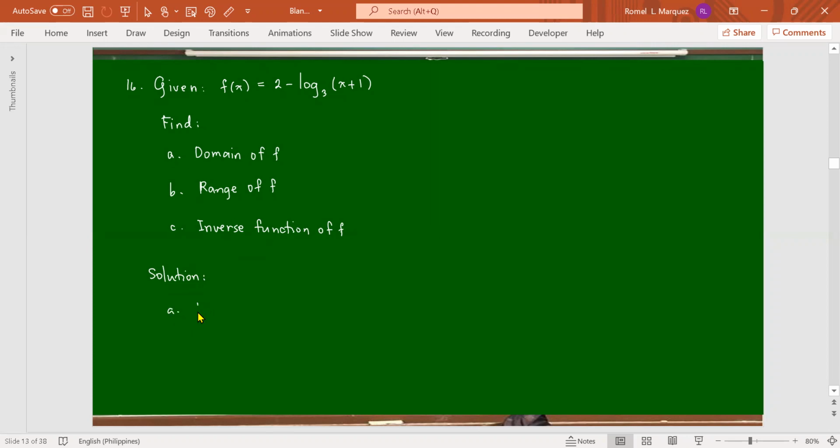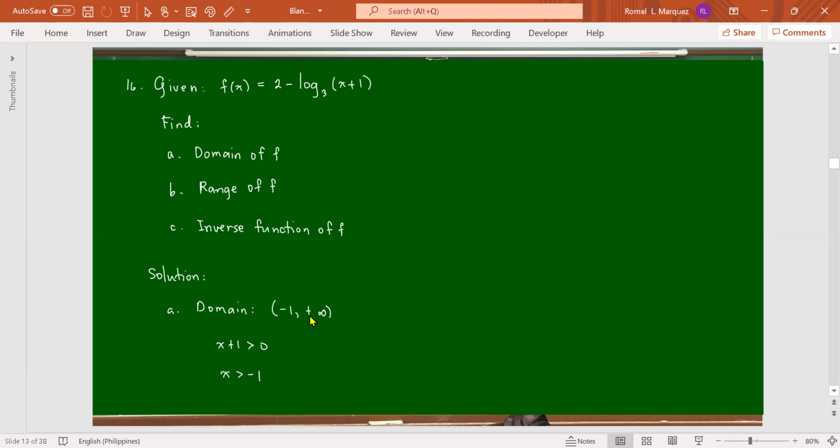So letter A, domain. Since this is logarithmic, x plus 1 should be greater than 0. Therefore, we have x greater than -1. So therefore, the domain is greater than -1 to positive infinity.